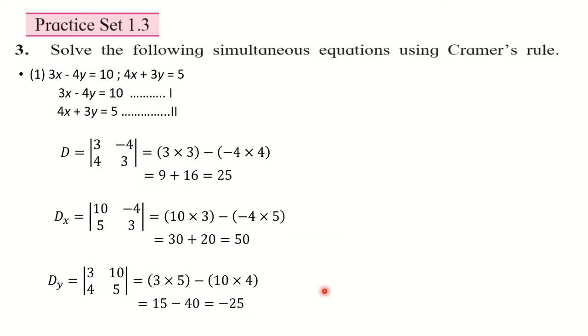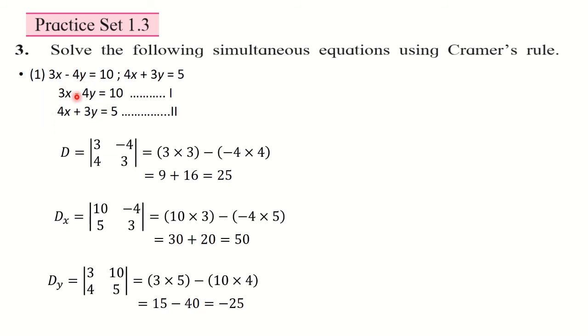Let us see one question based on this. First see that the given equations are in standard form. Now these two are in standard form, so copy them down as they are as equation number 1 and equation number 2. Then, as I have said, write the determinants D, Dx and Dy. For D, only the left hand side you are going to see.